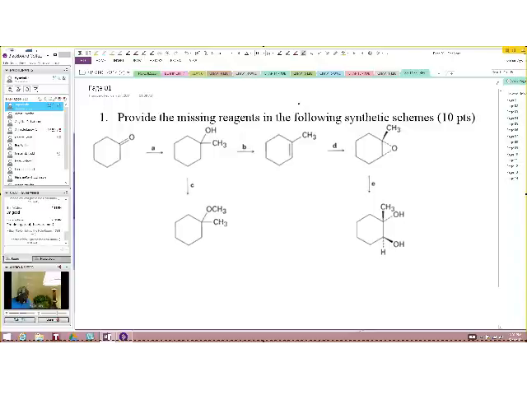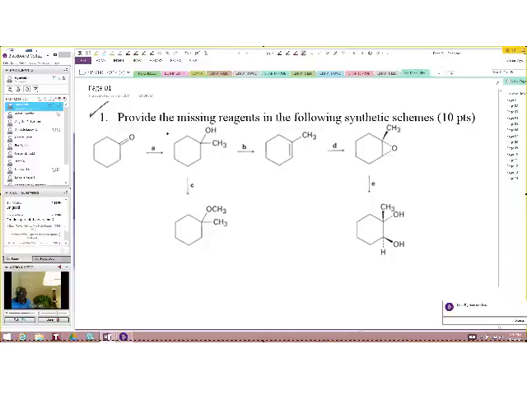Okay, to get the session started, Mashake, can you go ahead and read this for us? Provide the missing reagents in the following synthetic schemes. Okay, very good. We need to provide the missing reagents for the following synthetic scheme. I do need your assistance in doing a couple of them.